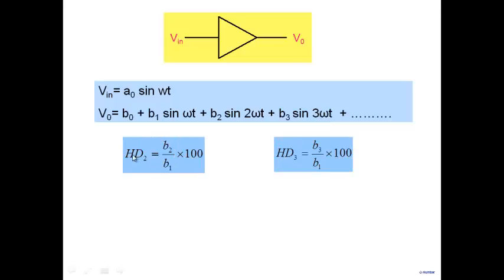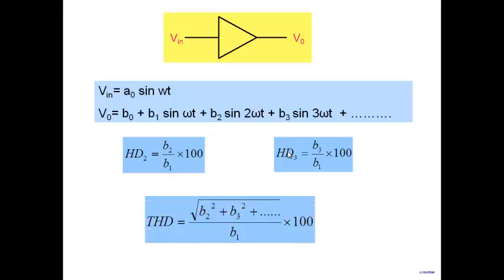We can define second harmonic distortion, HD2. 2 refers to second, and HD, of course, is harmonic distortion, as the ratio of B2, the amplitude of the second harmonic, divided by the fundamental. The fundamental is what you want. B1 is what you're looking for. So B2 by B1, and in terms of percentage, you multiply by 100. So you get second harmonic distortion, HD2. Or HD3, which is the amplitude of the third harmonic divided by the amplitude of the fundamental. So that gives you HD3. And similarly, you'll have HD4, HD5 and so on.